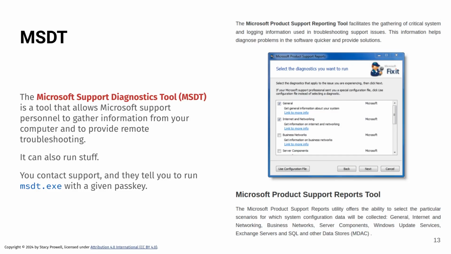So to diagnose it, they need information. This tool will collect and send them that information. And then in order to fix things, they might need to run software, edit the registry, do other things like that, and this tool can also do those things. The idea is you contact support and they say, hey, run msdt.exe and run it with this given passkey, and that will then allow us to diagnose your problem, to work with you, to fix it, and get you back and going again.